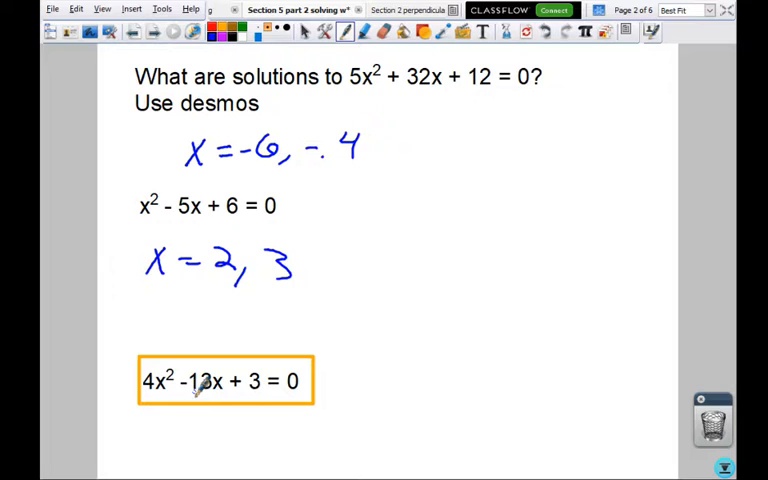For your first in-class problem, I want you to find the two solutions to the second one in the box. So use Desmos, plug them in.